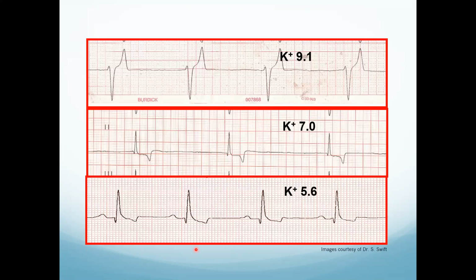So here's just another example of a dog with hyperkalemia, presented with a potassium of 9.1. Again, we can see no P waves, and we've got these really abnormal looking QRS complexes. As the hyperkalemia was corrected, we get down to 7. QRS complexes start to look normal, but we still have absent P waves. And then once we get down close to normal, our P waves have returned, and we've got our normal sinus complexes.